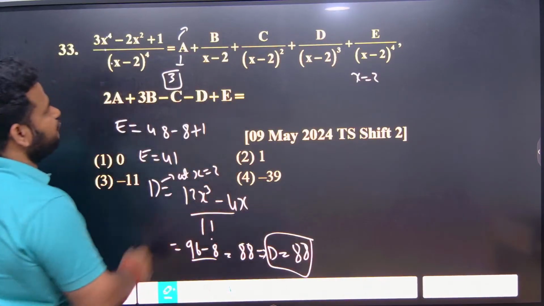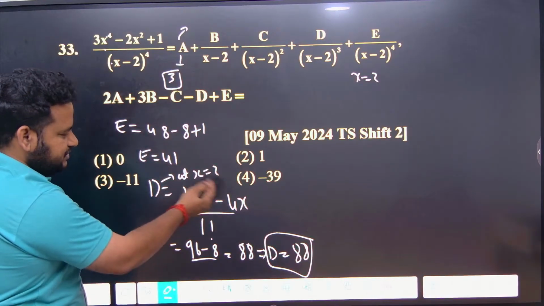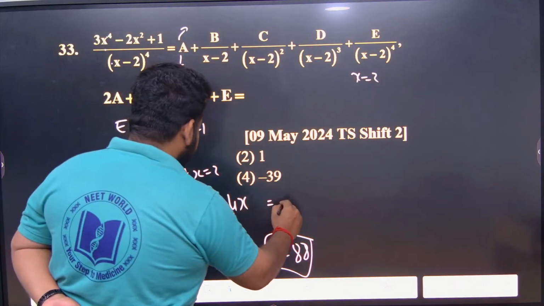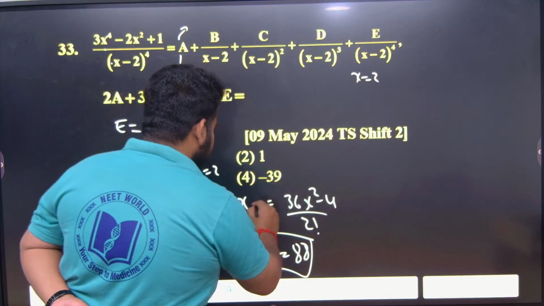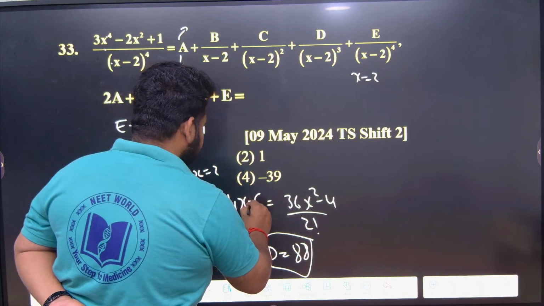Now further, if I want to find c, I should differentiate this further. This will give me 12 3s are 36 x square minus 4, divided by 2 factorial. This will give me c.